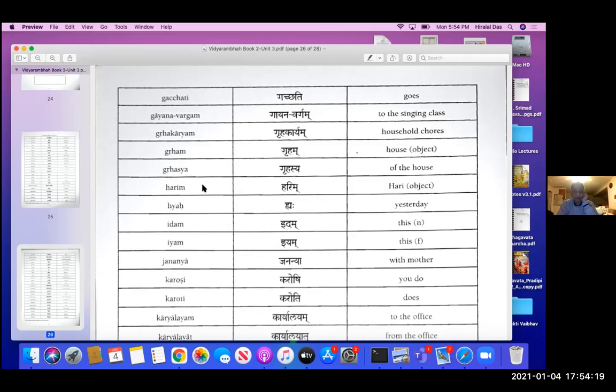Hiram, hair. Hari, object. Next person. Charit, would you like to try? Okay. Haran is Hari, object. Hiyaha, yesterday. Idam, this. Idam is neuter gender. Iyam, this, feminine. Jananya, with mother. Okay. Next person.